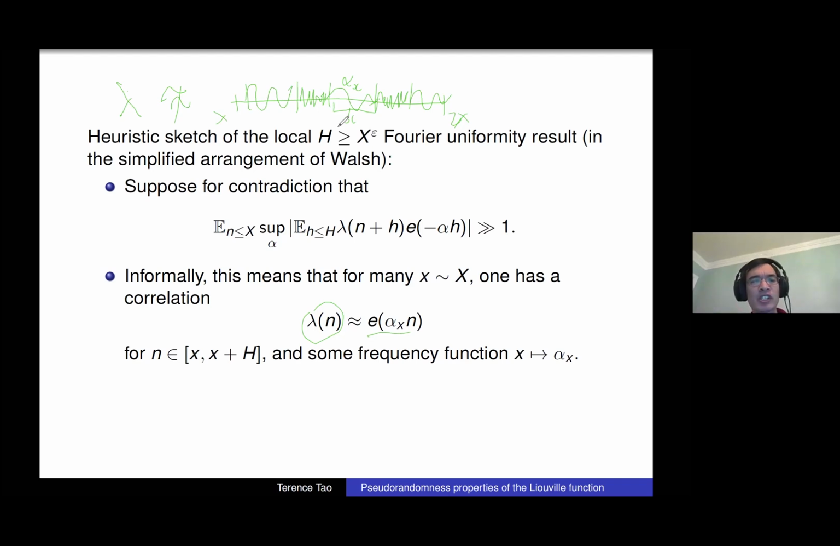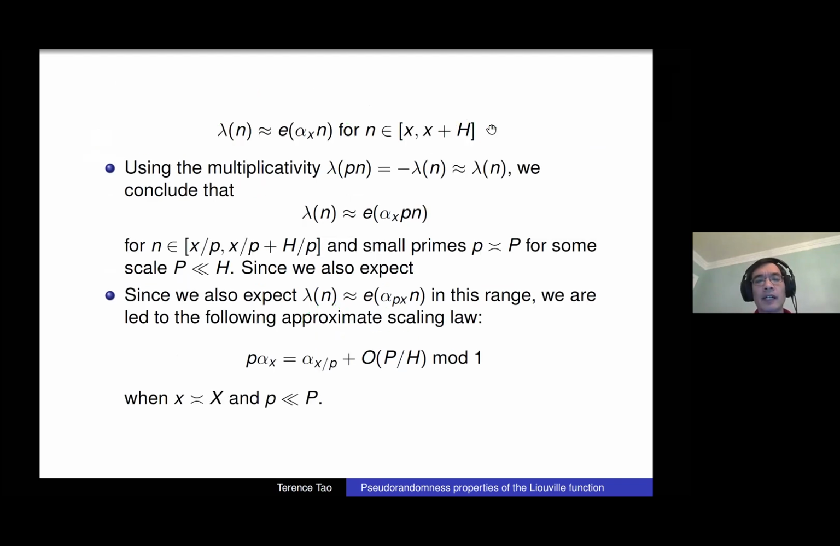So we want to somehow get a contradiction out of this scenario, and the only thing we have available is the multiplicativity of the Liouville function. The Liouville function behaves like a linear phase, but on the other hand, it has a dilation invariance. If you take a number n and you divide it by p, then if at some location x, lambda is oscillating at some frequency, we also know that lambda of pn is minus lambda of n. So if you divide by p, lambda should also oscillate at a faster frequency, p times faster.